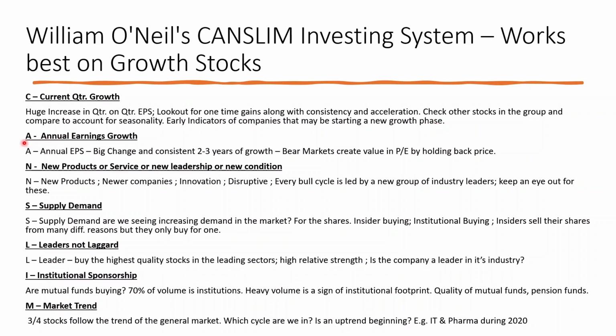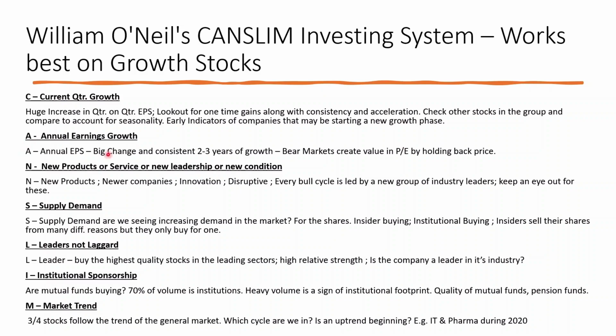Next is A, which stands for annual earnings growth. Over here also we want a big change in annual earnings, something in the tune of 20% or more. And this needs to come after a period of 2-3 years of growth. Again, we are looking for sustainable, consistent growth, which is adjusted to the industry.